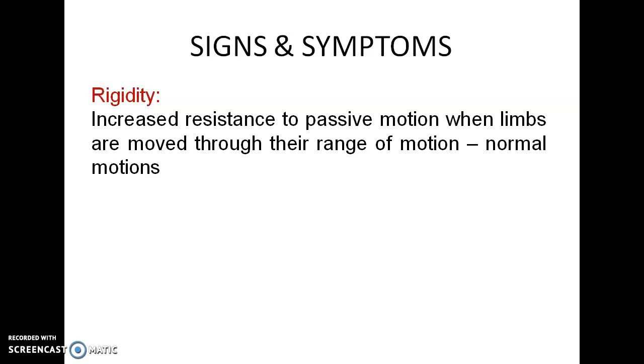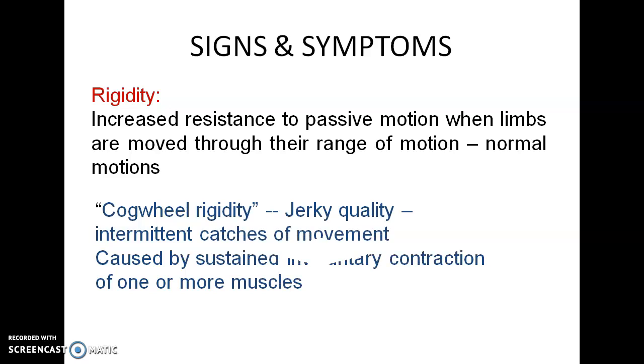First is rigidity. It implies increased resistance to passive motion when limbs are moved through their range of motion, that is, normal motion. There is also a term known as cogwheel rigidity, that is, jerky quality, intermittent catches of movement caused by sustained involuntary contraction of one or more muscles.